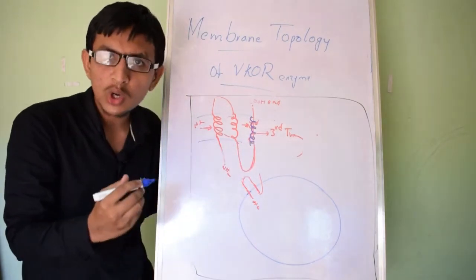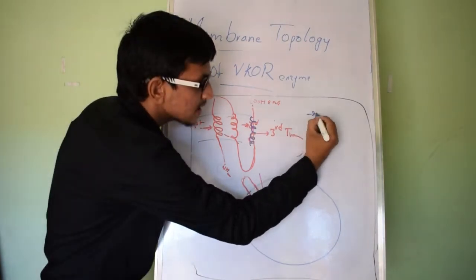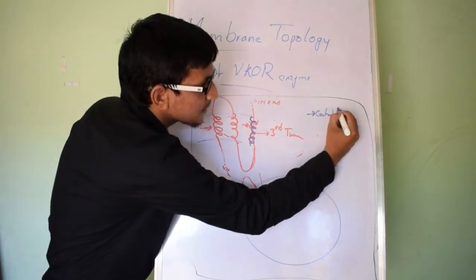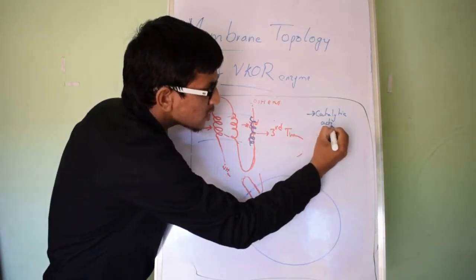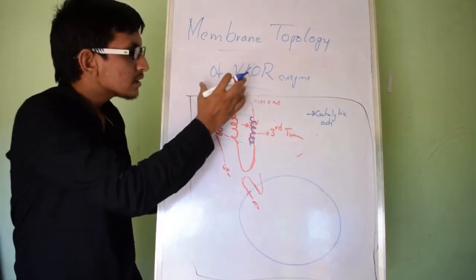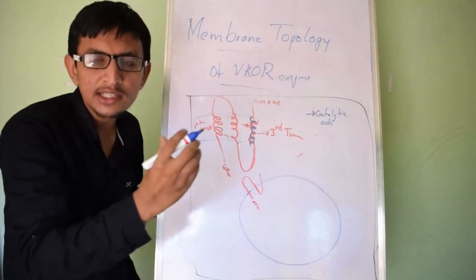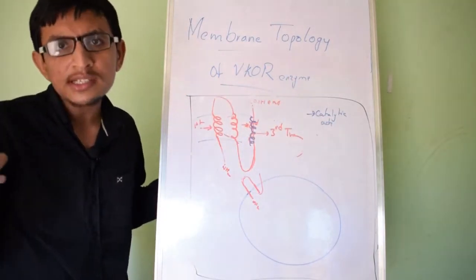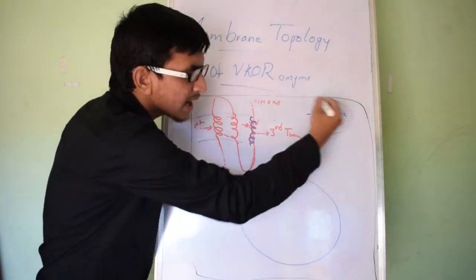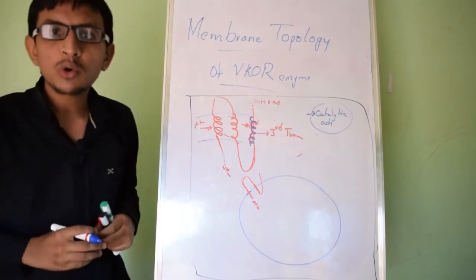Out of these three transmembrane helices, the third transmembrane helix is most important because it is involved in catalytic activity. Without this third transmembrane helix, you are not going to see the functionality of this enzyme. As far as the catalytic activity is concerned, this third transmembrane helix is most important.